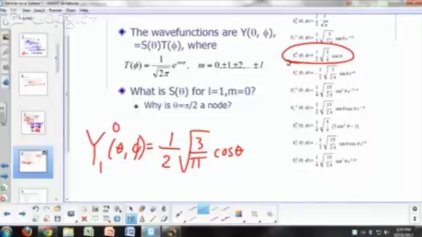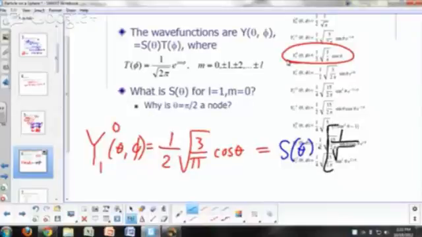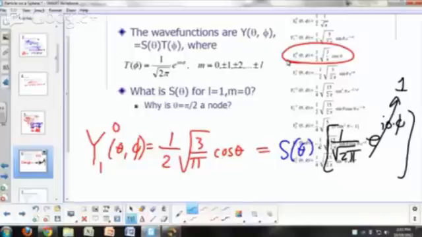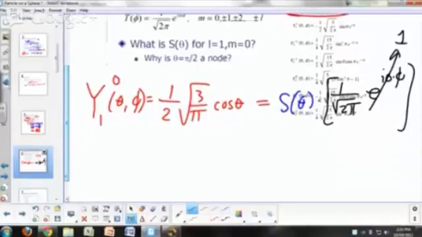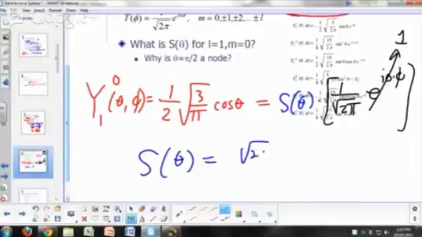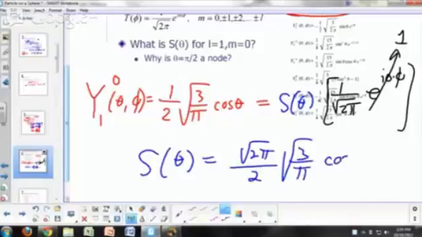So that's equal to s of theta, a function of theta, times a function of phi. What's the function of phi equal to? 1 over square root of 2 pi e to the i times 0 times phi, right? And that's just 1. So what's s of theta? Oh, there's an easier way I could do this. I just multiply both sides by square root of 2 pi, right? S of theta would just be equal to square root of 2 pi over 2 times square root of 3 over pi cosine theta.